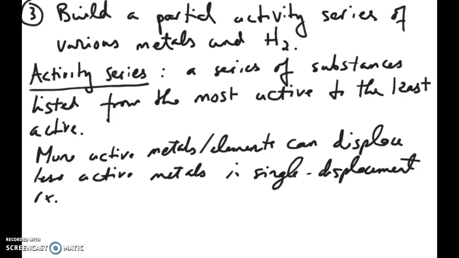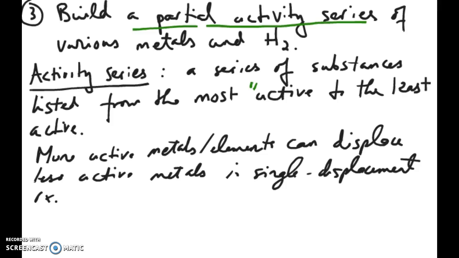And this series is actually relevant when you're trying to predict single displacement reactions. A more active element or metal can displace those that are less active. So in other words, in a single displacement reaction, that can only happen if you have a more active metal reacting with a less active one.